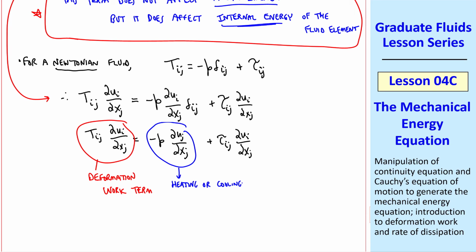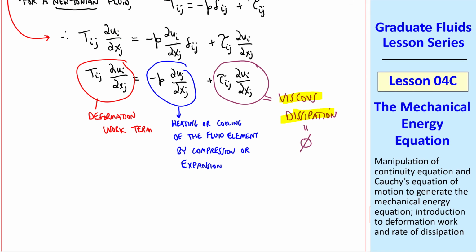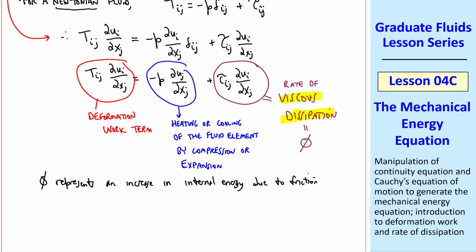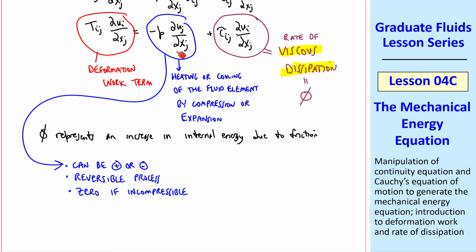This middle term represents heating or cooling of the fluid element by compression or expansion. And this last term we call viscous dissipation. We'll give it the symbol lowercase phi. Technically, it's a rate of viscous dissipation of kinetic energy per unit volume, but most people call it viscous dissipation by itself. Phi represents an increase in internal energy due to friction. Note that this middle term can be positive or negative. It's reversible. It deals with a reversible process, and it's 0 for the incompressible case, since ∂uj/∂xj is 0 for incompressible flow.